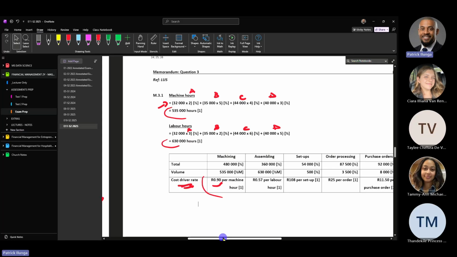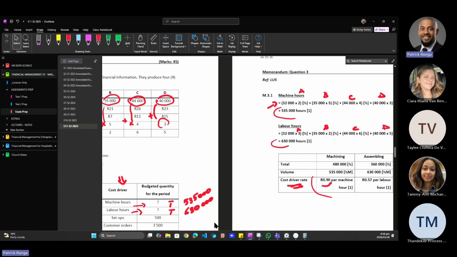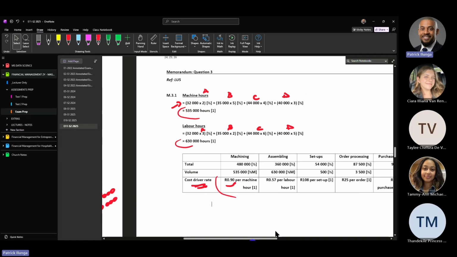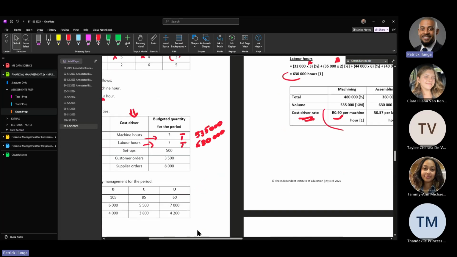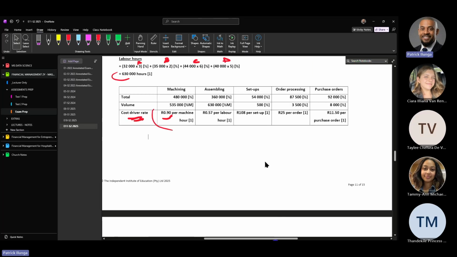Remember these two, you had to calculate them. You had to find first the unknown because you did not have the quantity. You found the quantity, you calculated. For these three down here, they're easy because, like I said again, I repeat, this divided by this, right? 54K divided by 500 will give you 108 rand per setup. Guys, does that make sense?